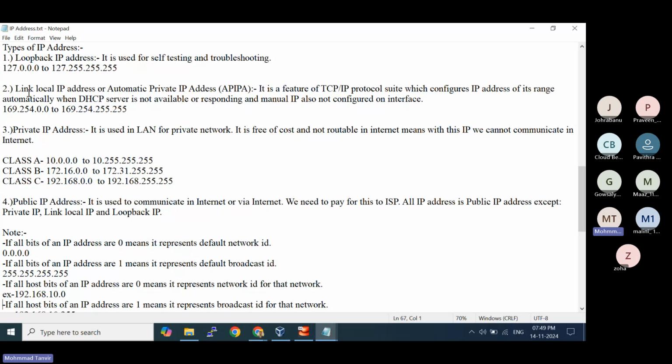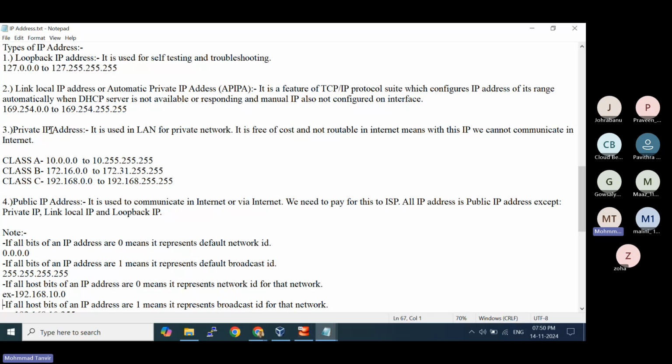The next type of IP address is link local or APIPA, automatic private IP addressing. APIPA is used when our device is set to obtain an IP automatically from the DHCP server and the DHCP server is not available in the network. Then it is a feature of the TCP/IP protocol that it will take one IP address from this range as a temporary IP to stay in the network. And this IP address also we cannot configure anywhere.